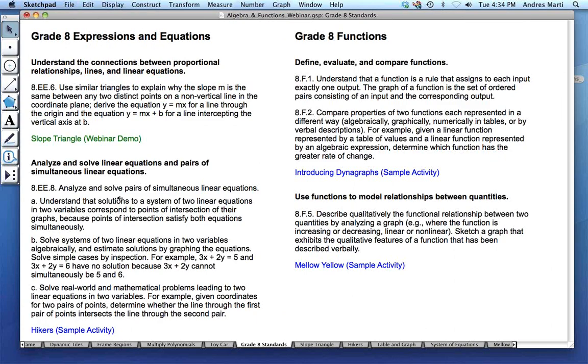So it's really getting into, well, the standard I'm addressing right now is prior to this one, but the idea that an ordered pair represents a functional relationship.